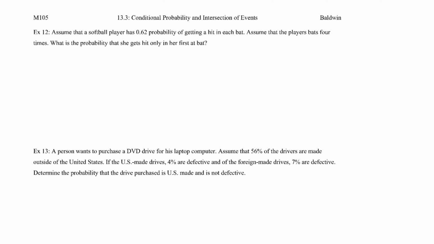Okay, last two examples we have. Example 12 says, assume a softball player has a 0.62 probability of getting a hit in each bat. Assume the player bats 4 times. What is the probability that she gets a hit only on her first at bat?